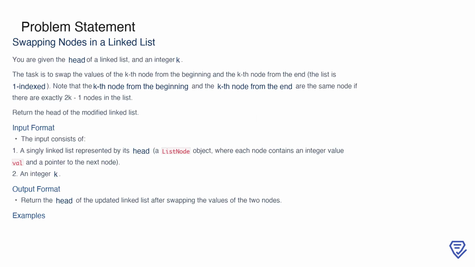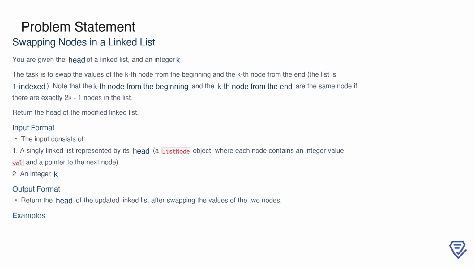In this problem, you are tasked with swapping the values of two specific nodes in a linked list. The nodes to be swapped are determined by the integer k. Specifically, you need to identify the kth node from the beginning of the list and the kth node from the end of the list. Since the linked list is one-indexed, the first node is at position 1, the second node is at position 2, and so on.